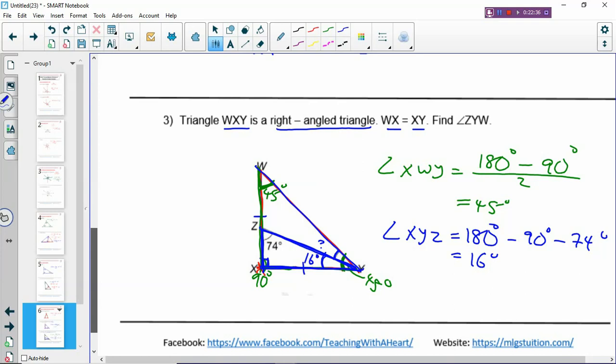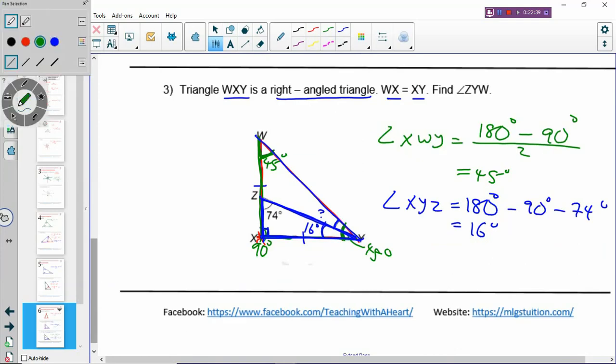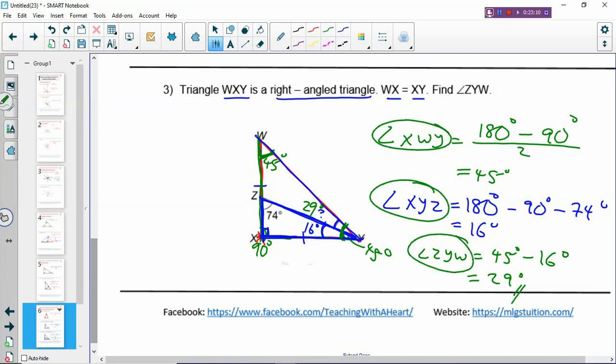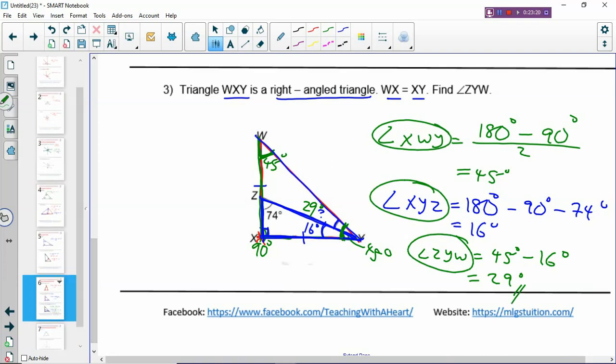Alright, so now can you find the question mark? Yes, I can, because you take the bigger angle, which is 45 degrees, and you minus the smaller angle, that is 16, and you get the other angle, which is 29 degrees. Of course, you have to label your steps. So what angle are you finding? ZYW. So angle ZYW is equal to 45 minus 16, and you get 29 degrees. To get your method marks, you show your steps clearly, and you also need to label. In some schools, your teacher may not ask you to label, but I prefer you to label so that it's easier for your teacher to understand which angles you are finding. Okay, so that's how you do this, and let's look at one last one.